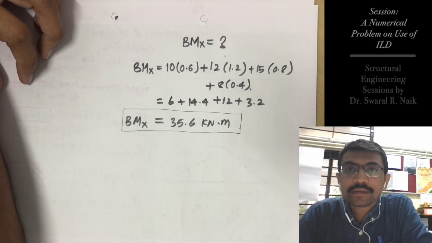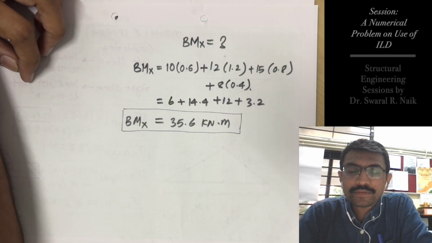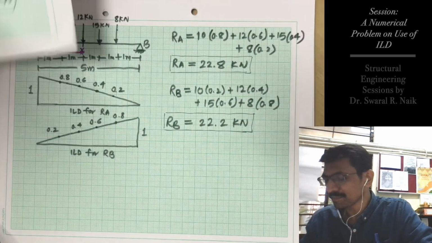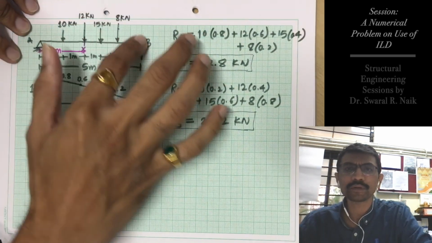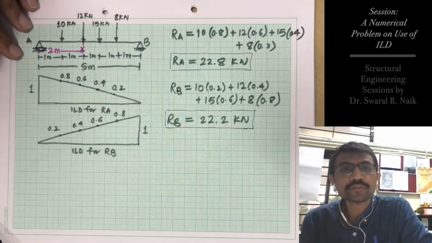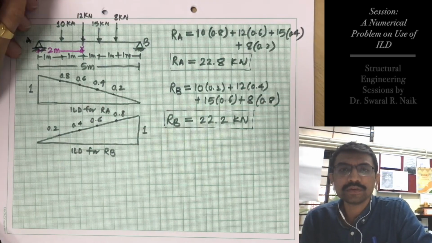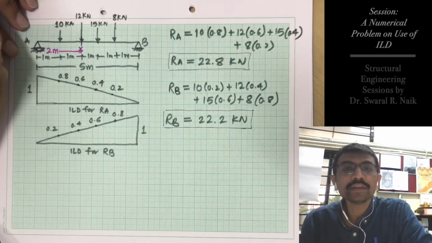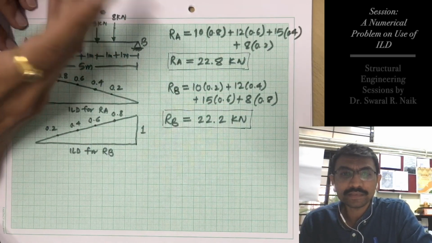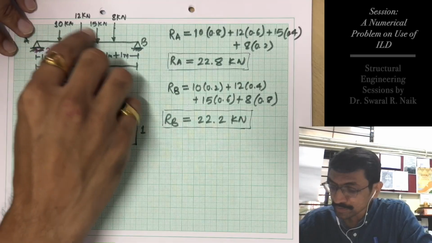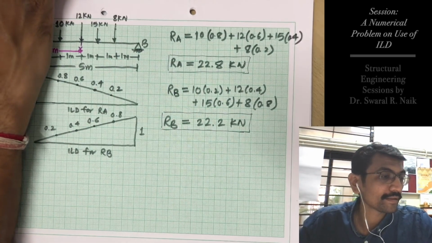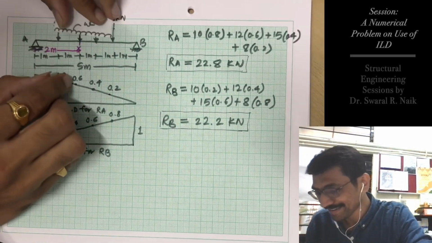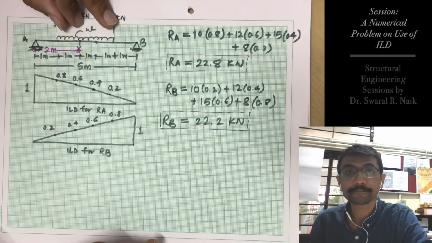I hope that you will be able to solve similar problems of ILD of this kind, concentrated load. Say for example, instead of these 4 concentrated loads, any 3 loads would be given. The same procedure, you can calculate. Suppose instead of these point loads, a UDL would have been given. You can calculate. So if this was a UDL, right?